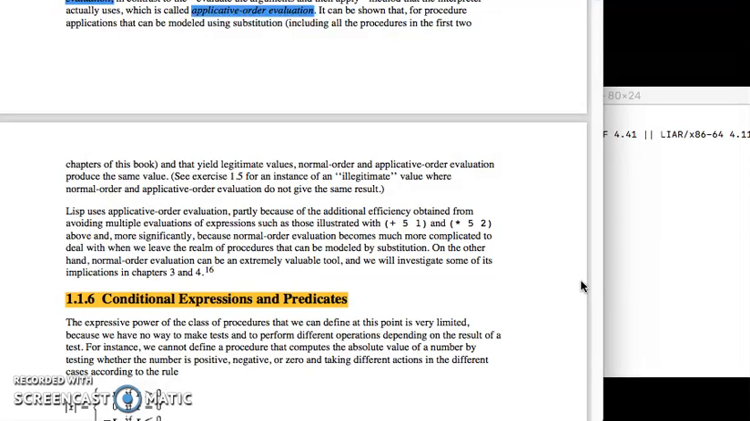Lisp uses applicative order evaluation, partly because of the additional efficiency obtained from avoiding multiple evaluations of expressions, such as those illustrated with plus 5 and 1 and multiply 5 and 2 above, and more significantly because normal order evaluation becomes much more complicated to deal with when we leave the realm of procedures that can be modeled by substitution. On the other hand, normal order evaluation can be an extremely valuable tool, and we will investigate some of its implications in chapters 3 and 4.